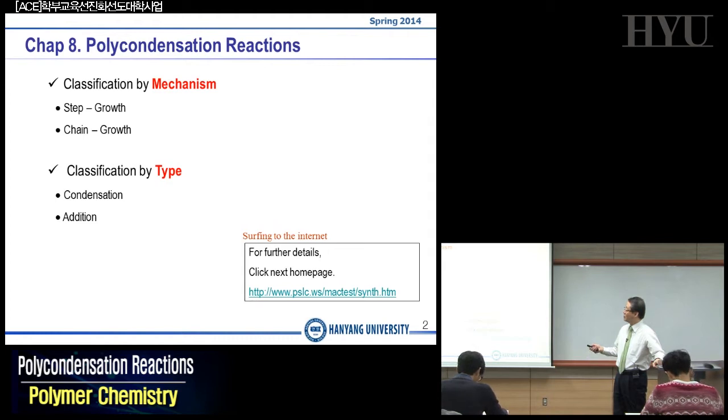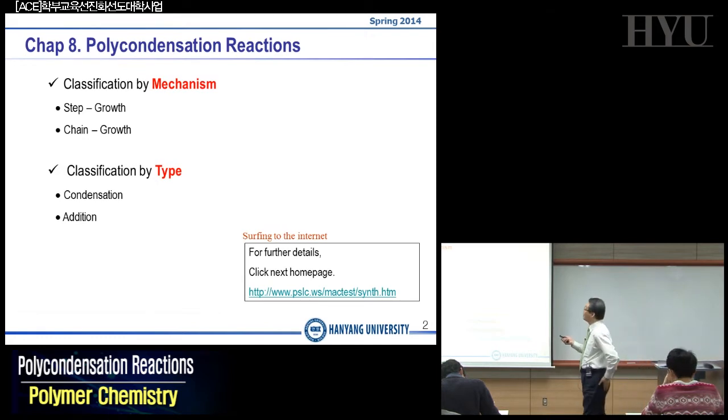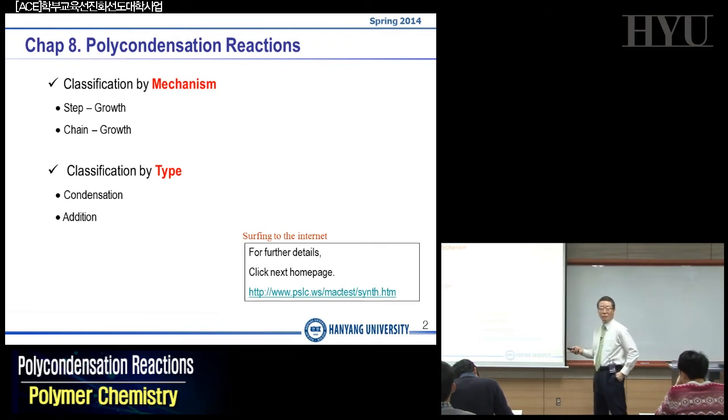Well, traditionally, step-growth polymerization is almost equal to condensation reactions, and there is no step-growth with addition reactions, but that's not true. In step-growth polymerization reactions, we have both condensation and addition reactions, whereas in chain-growth reactions, you do not have any condensation reactions. You always have only addition reactions in the case of chain-growth polymerization. So we can classify by the mechanism or by the type of the reactions.